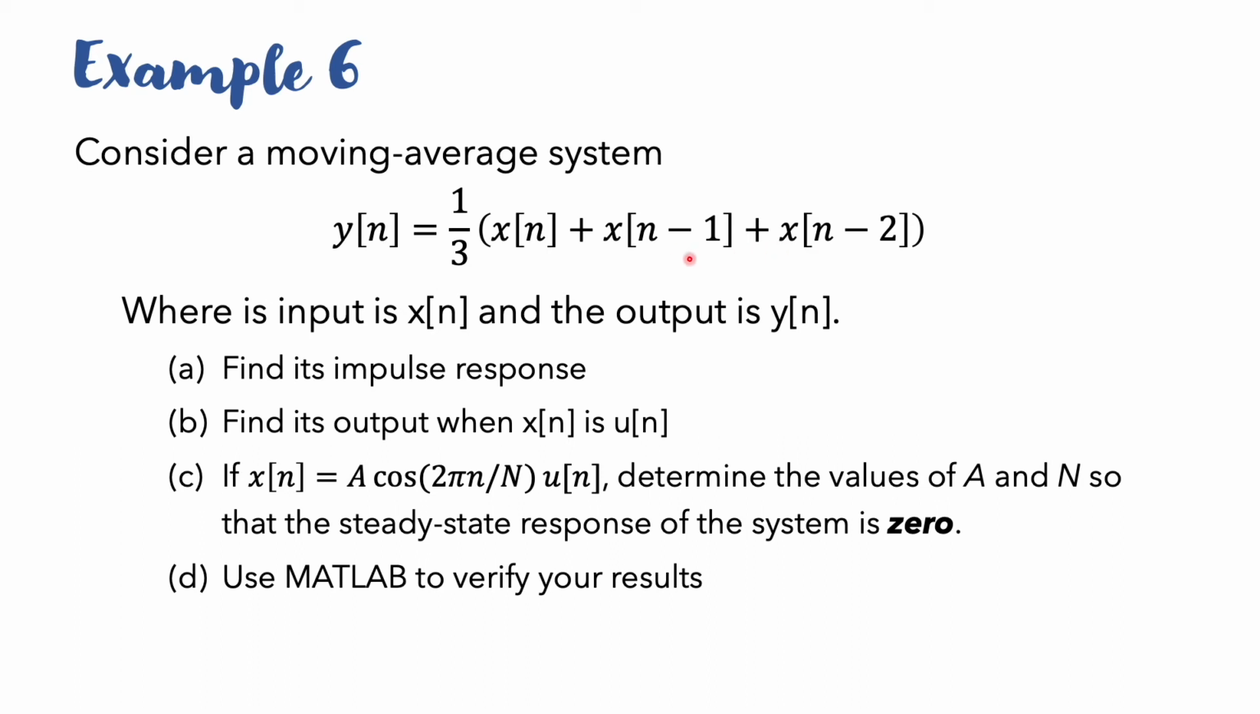So it is doing an average like that, and it has 4 parts. In the first, you have to calculate its impulse response. Then you have to calculate its output when the input is the unit step function, u[n]. And you have to find its output when the input is a cosine times the unit step function. You have to determine the values of a and N.